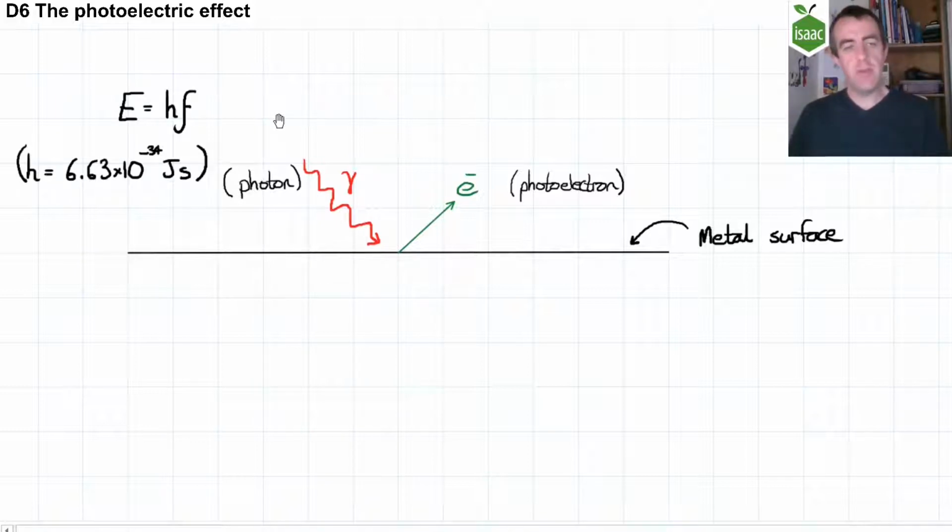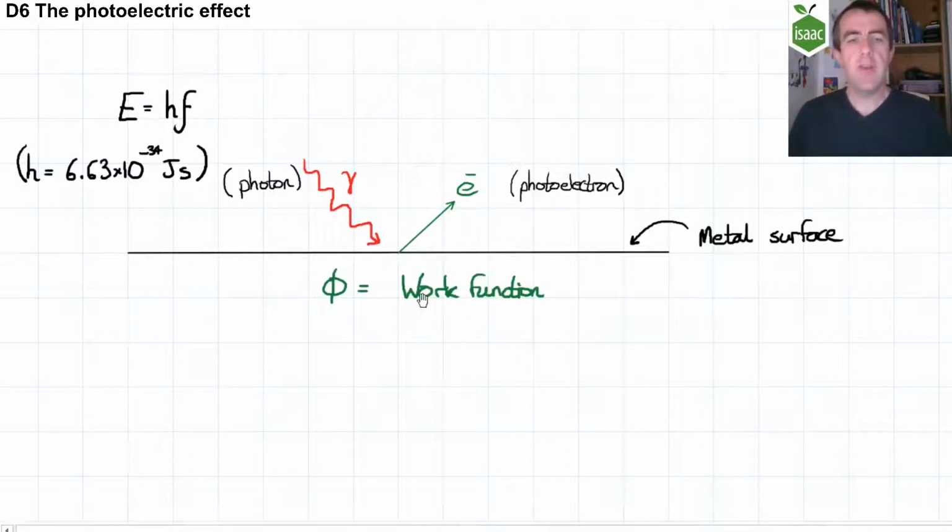The energy of each photon is directly proportional to the frequency of the electromagnetic radiation, and the constant of proportionality is Planck's constant, h. This photon is absorbed by the surface. So what happens to that energy? Well, there's an amount of energy that must be given to an electron within a metal for it to leave the surface of the metal. It's called the work function.